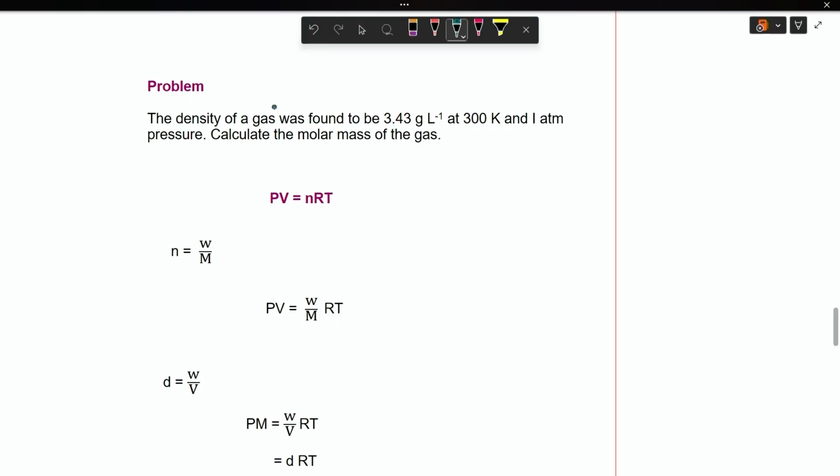Now, let us move on to a problem. Calculate the molecular mass of a gas. The density of a gas was found to be 3.43 gram per liter, that is, 1 liter weighs 3.43 gram. So, that is the density. At 300 Kelvin and 1 atmosphere pressure, calculate the molecular mass of the gas.